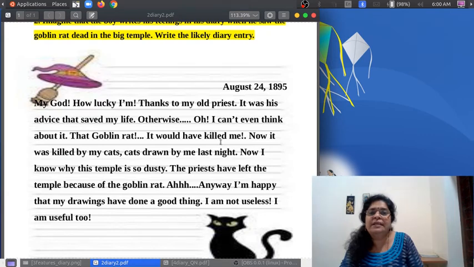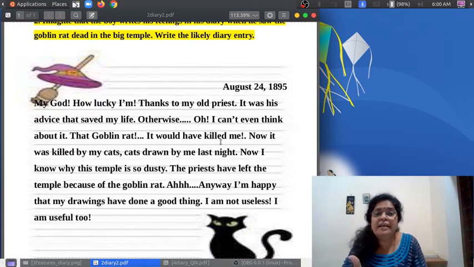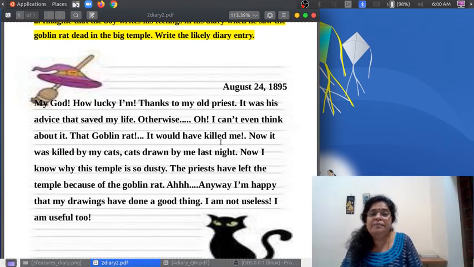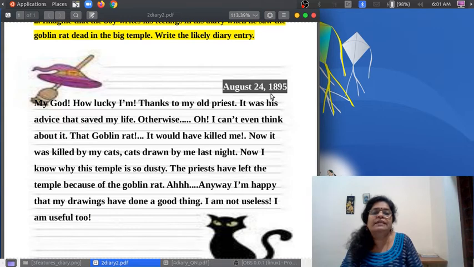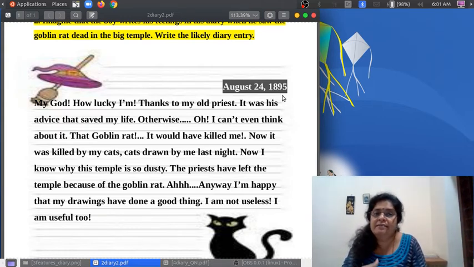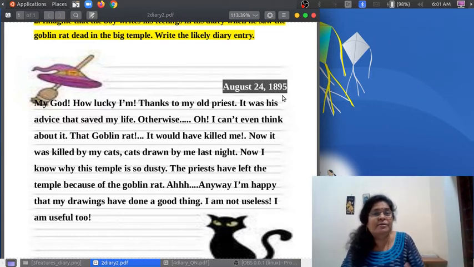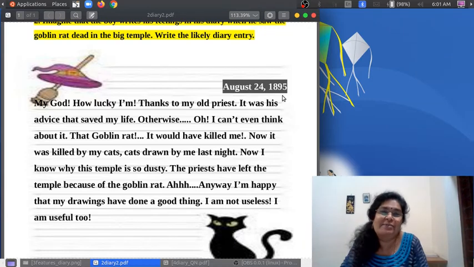And do you think all the features of the diary are there in this diary? Can you tell me what the features of the diary are? Yes, first of all, there should be the day and date. August 24, 1895. Date, month and year. There should be. That's a must. Then only the diary is a valuable thing.